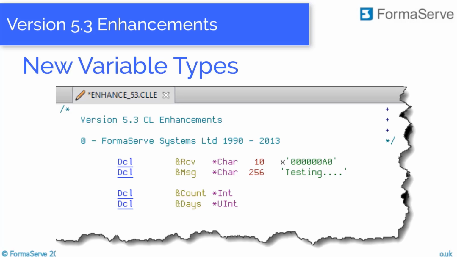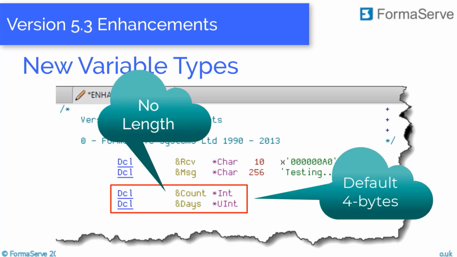Let us take a look at the first one on the list, integers. An integer is a whole number, not a decimal, but can be positive, negative or zero. Here we can see two variables defined as integers. The first one, called count, is an integer, whereas the days variable is an unsigned integer. It can only store positive whole values, no negatives. If we don't specify any length parameter on the declare, by default it's given a length of 4 bytes.